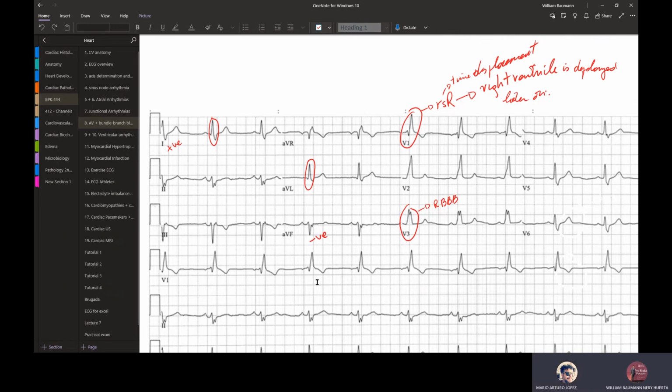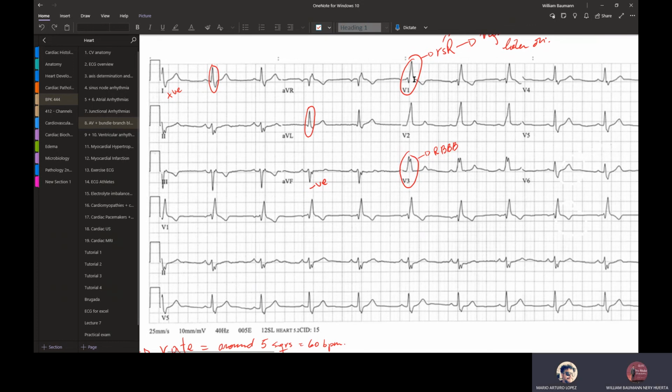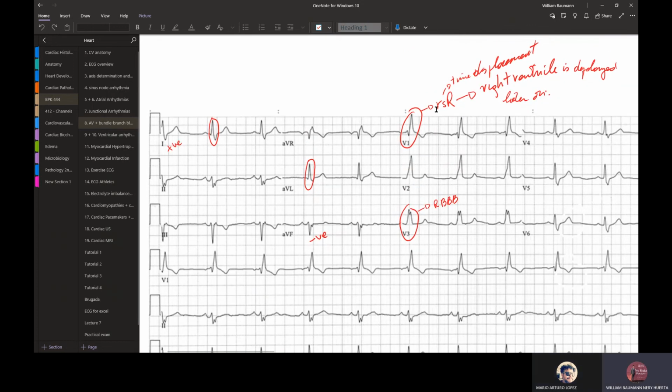Okay, now look for bundle branch blocks. Okay, so the lead 1 and 3 definitely have a late spike. So I'm going to go ahead and say that they are right bundle branch blocks. Exactly. Look at this one. This one's beautiful.